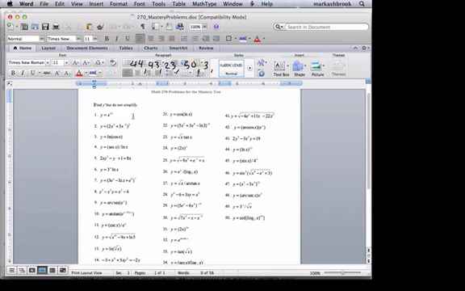So if it looks like this, we don't know how to do it yet. And this is also, if it has an x in the base and an x in the numerator and an x in the power, that's logarithmic. We don't know how to do that. And then if it's an equation with x's and y's kind of intermixed, those are the types that do not count.